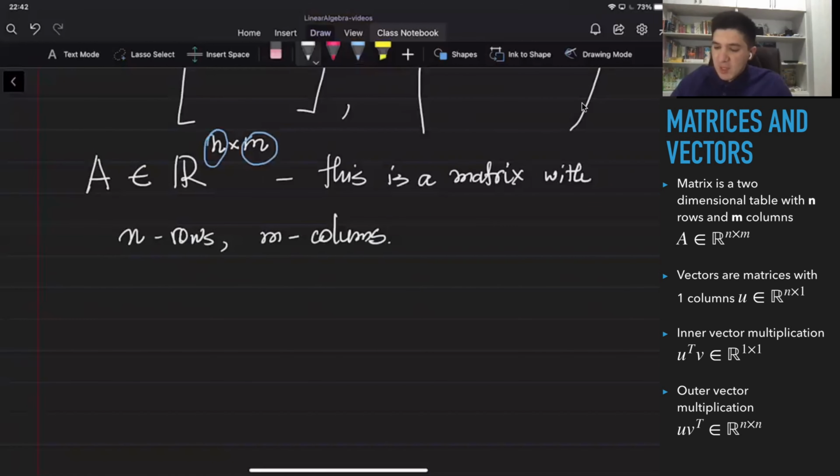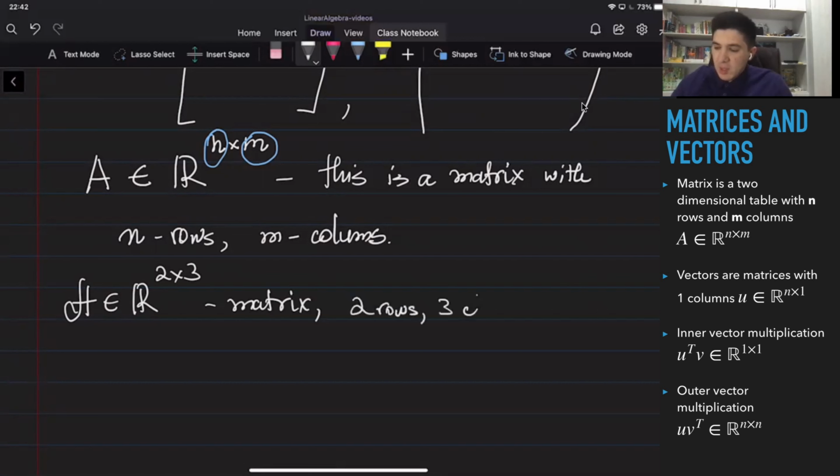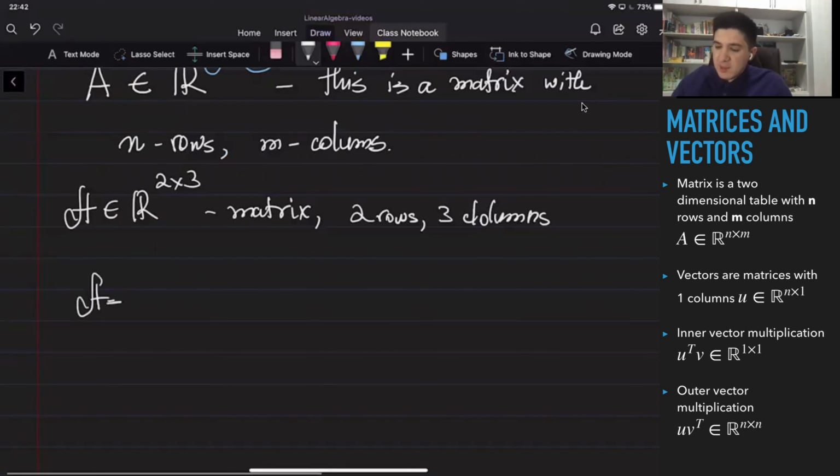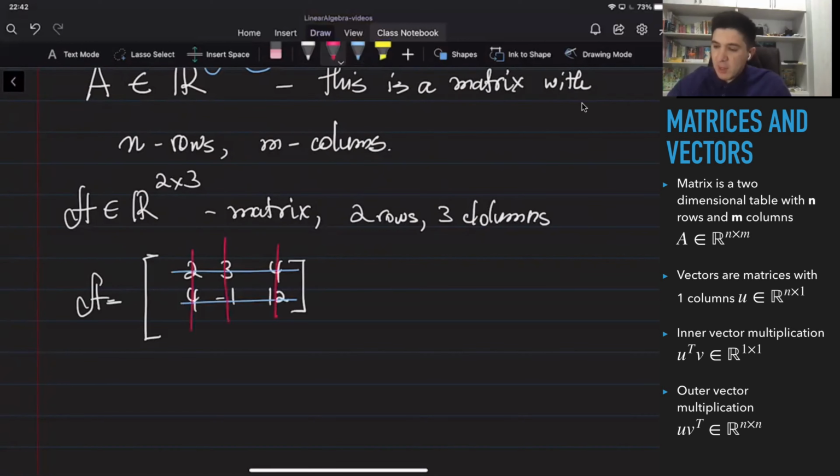For example, if I would like to say that A is a 2 by 3 matrix, it means that it's going to have 2 rows and 3 columns. For example, A might be defined as 2, 3, 4 and minus 1, 2, 12, for example. So it has 2 rows and 3 columns. So this is a 2 by 3 matrix. The rows are always coming first.